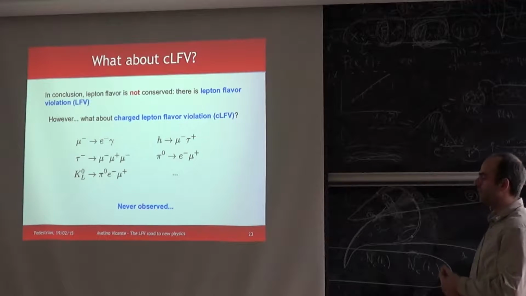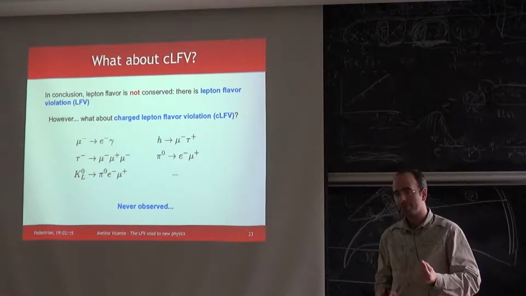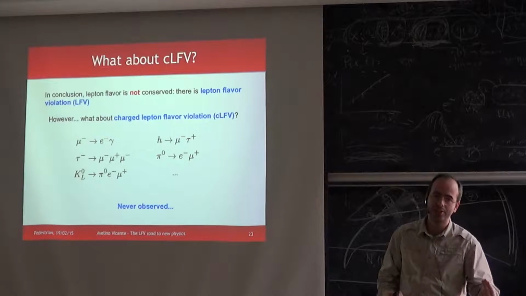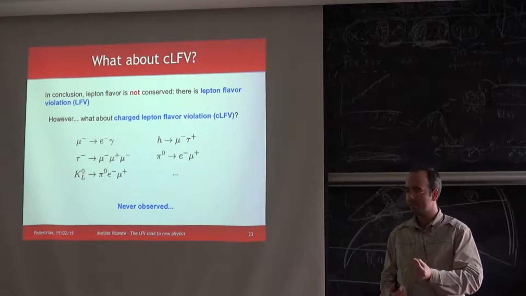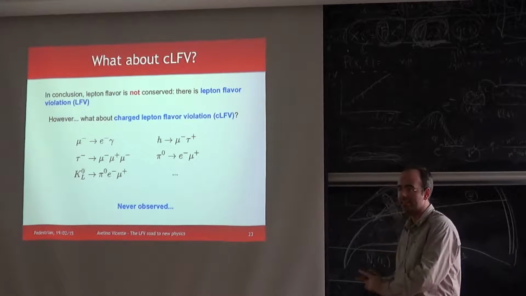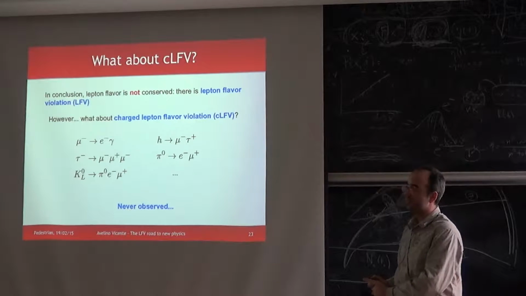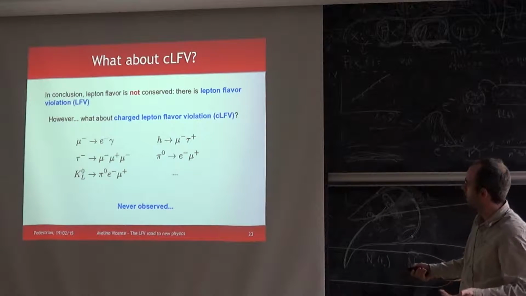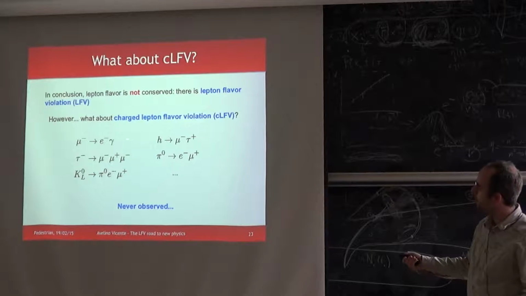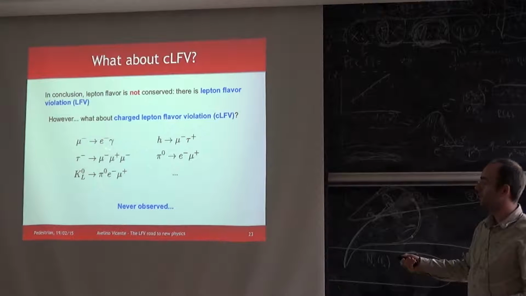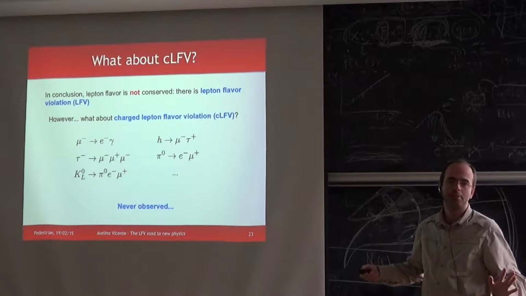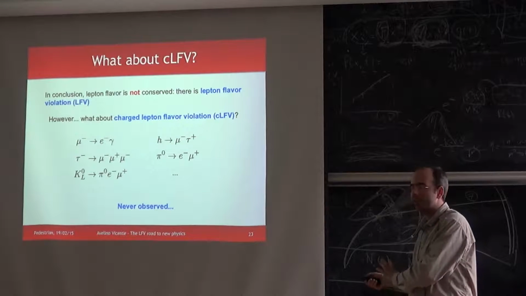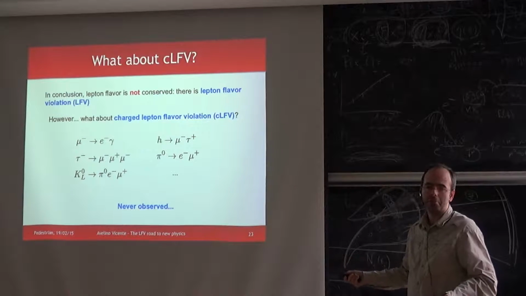However, we have never observed any process with lepton flavor violation involving charged leptons. We have only observed processes with neutrinos, never with charged leptons. And in principle, this could be observed as well. I mean, for example, there is nothing preventing a muon from decaying to an electron and a photon. There is no symmetry besides lepton flavor, which we already know is broken, that prevents this from happening.